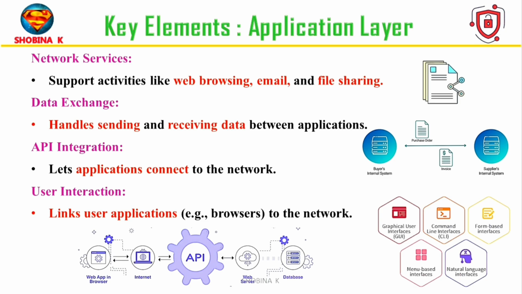Next, API integration. APIs are often designed to operate at application layer, which allow different applications to communicate and share data. Next, user interaction. The application layer provides the necessary interfaces for user interaction, which allow user to engage with applications through graphical user interface or command line interface. This layer ensures that user requests are processed and that responses are delivered back to the user.